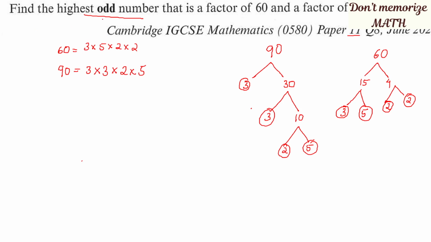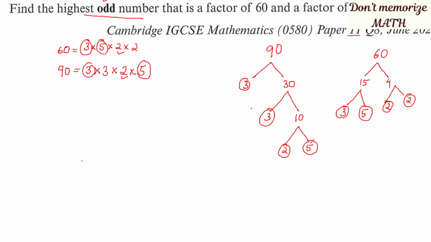We need the highest odd number that is a factor of 60 and also a factor of 90. So just see which are common. 3 is common. Then 5 is also common. Then 2 is also common, right? But be very careful here, they have mentioned just odd numbers, right?